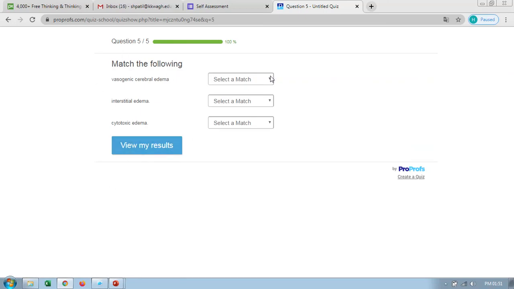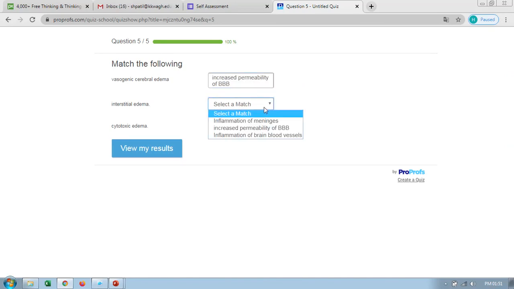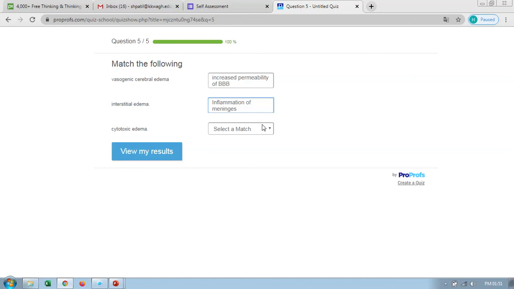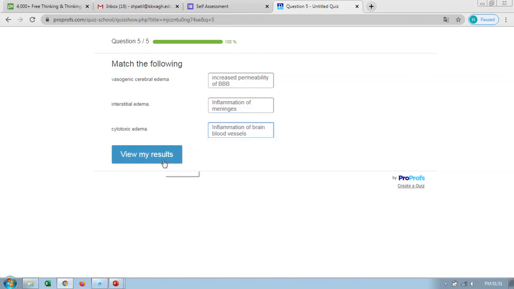You have to go for match the following. Vasogenic cerebral edema, it is caused due to increased permeability of the BBB. Interstitial edema, it is caused due to inflammation of the meninges, and cytotoxic edema is caused due to inflammation of the brain vessels. Okay, so this was the quiz.